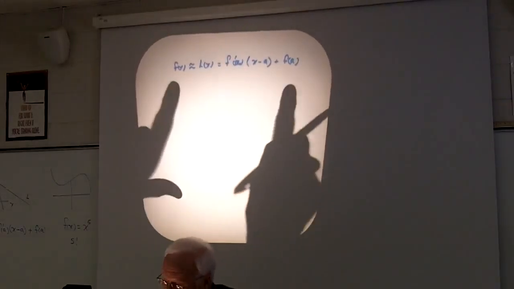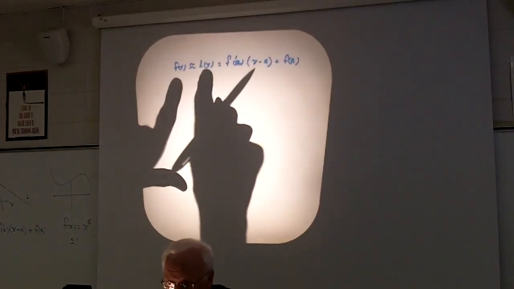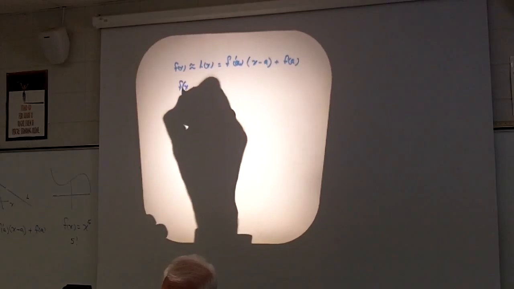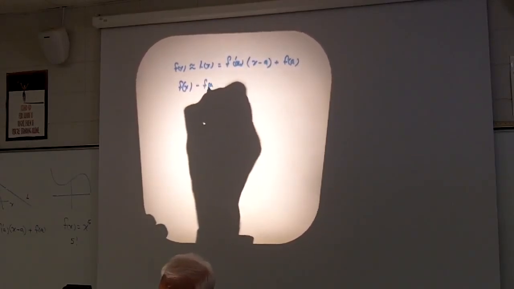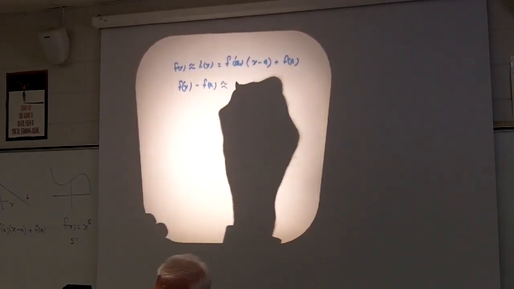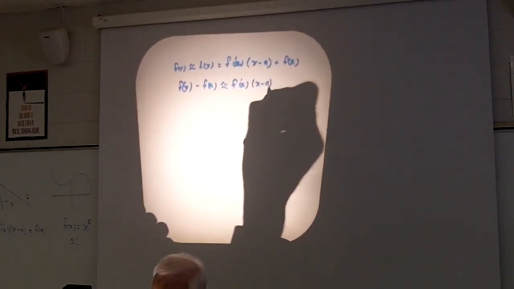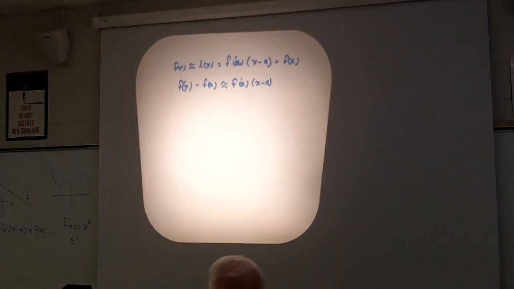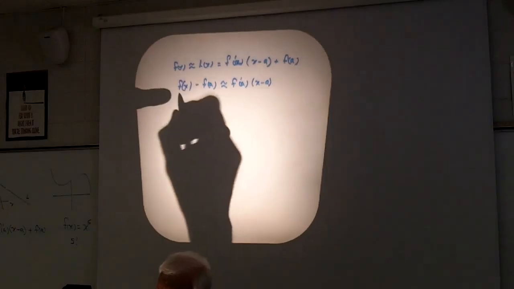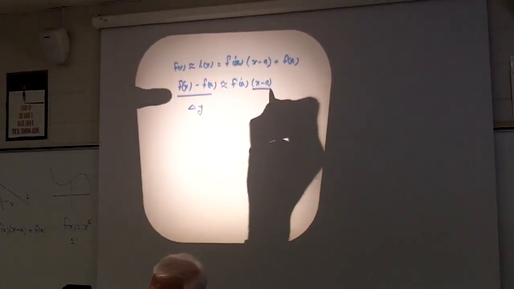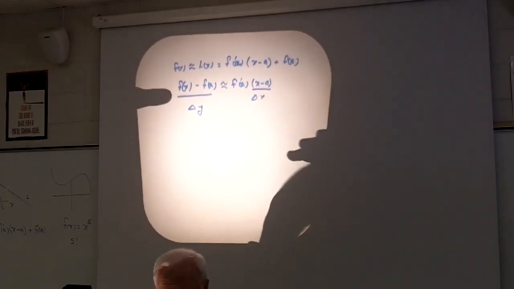Now watch what happens. I'm going to go this way. So f of x, and I'm going to subtract f of a from each side. Okay, f of x minus f of a is approximately equal to f prime at a times x minus a. Any questions about that? What is this here? That's delta y. And what's this? Delta x.